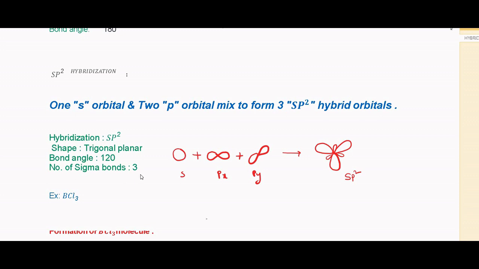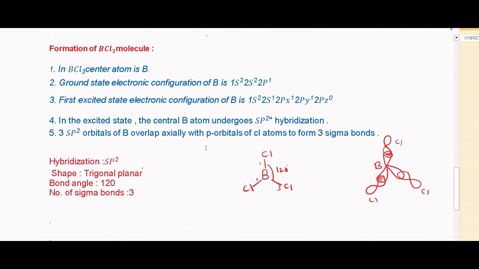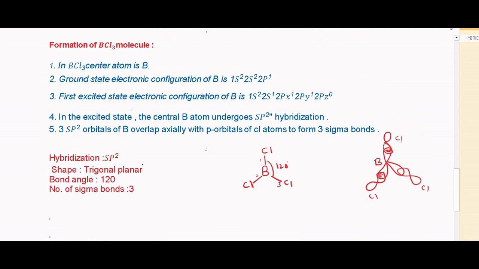Here, this is the s orbital, this is the px, one p orbital, and this is the other p orbital. These two p orbitals intermix with the s orbital and form sp2 hybrid orbitals. For example, for sp2 hybridization, take BCl3. Formation of BCl3: the central atom is boron.